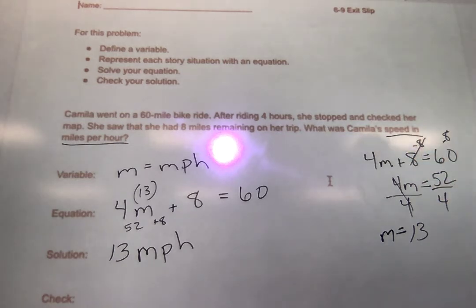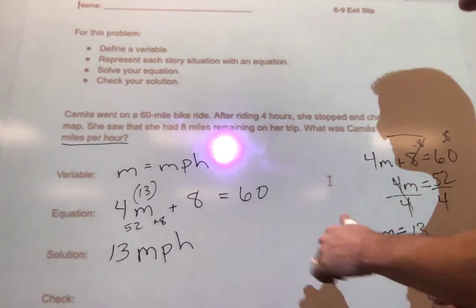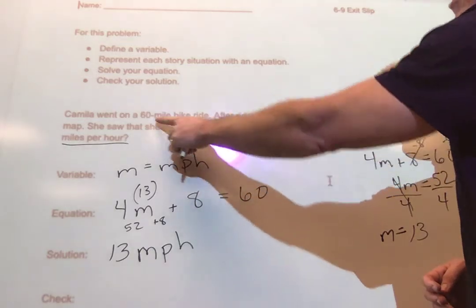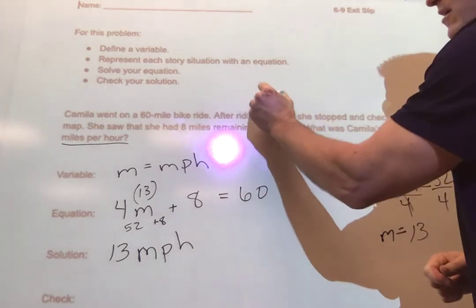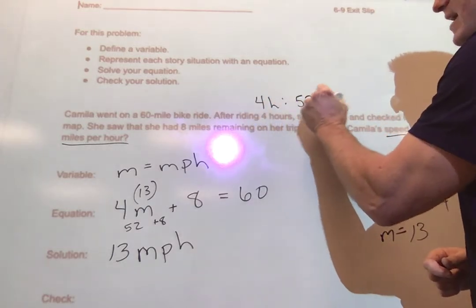Some people I know, yesterday I saw when we were doing these things, you easily figured out that they went 52 miles just by taking 60 minus 8. They had gone in 4 hours. They had gone 52 miles.